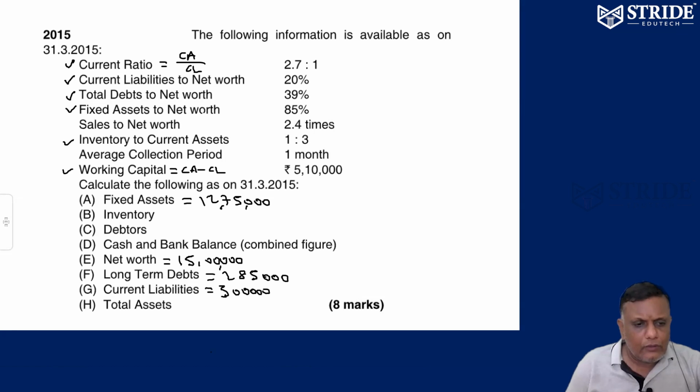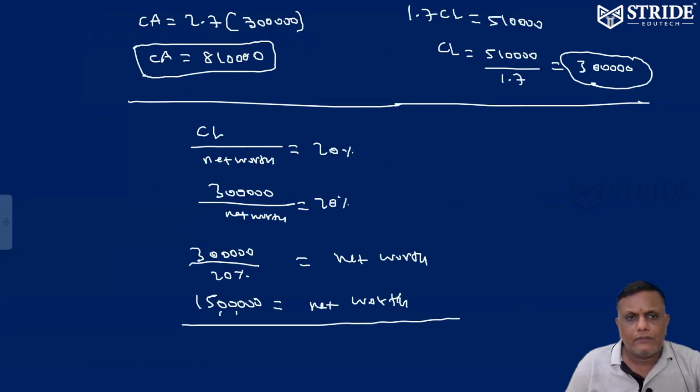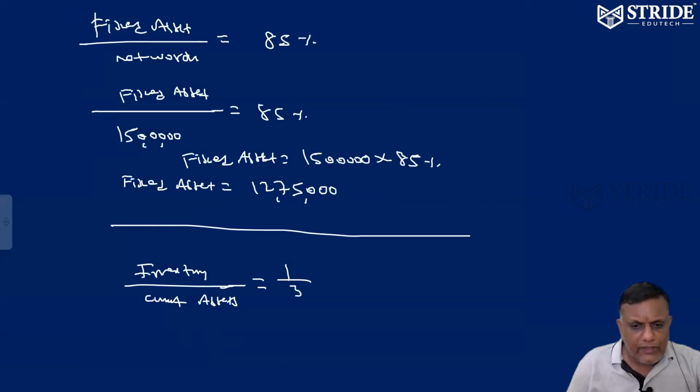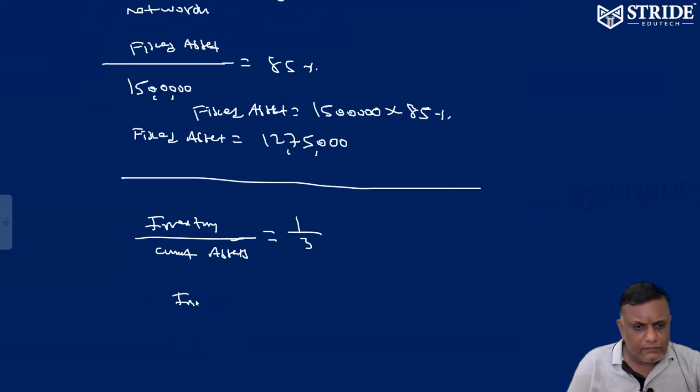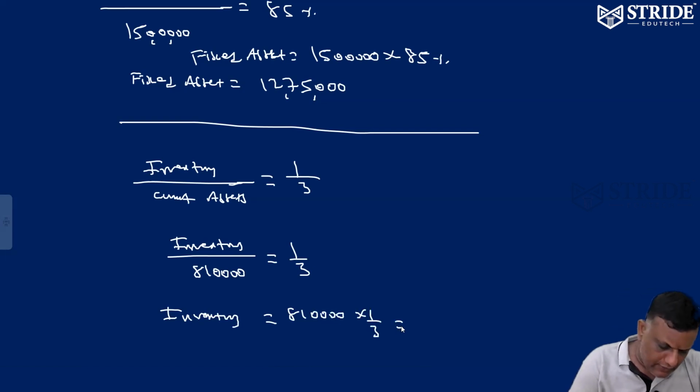Okay. Now, already we know current asset. Please check it out. Current asset is 8,10,000. So please substitute current asset here. Inventory by 8,10,000 is equal to 1 by 3. Can you multiply 8,10,000 into 1 by 3? So 8,10,000 by 3.